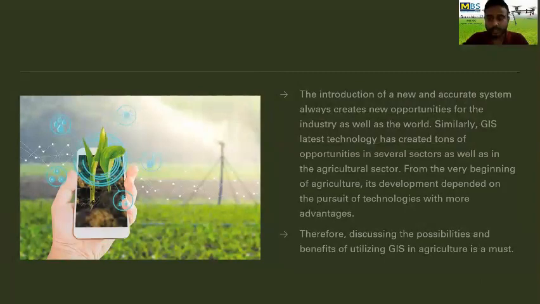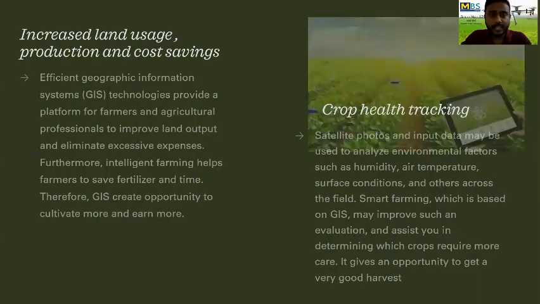opportunities and benefits out of the GIS technology. Let's discuss a few of them. Increased land usage, production and cost saving. Efficient geographic information system technology allows farmers and agricultural professionals to improve land input and eliminate excessive expenses. And it helps to save fertilizer and time.